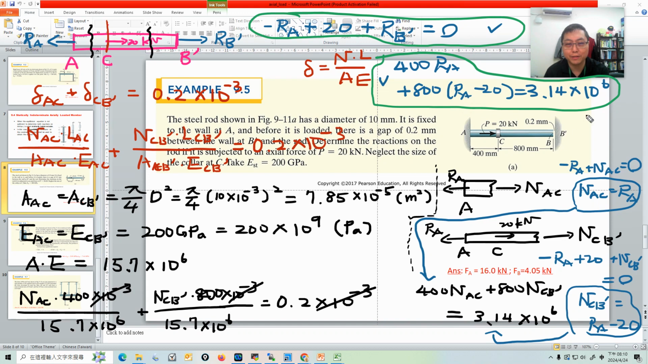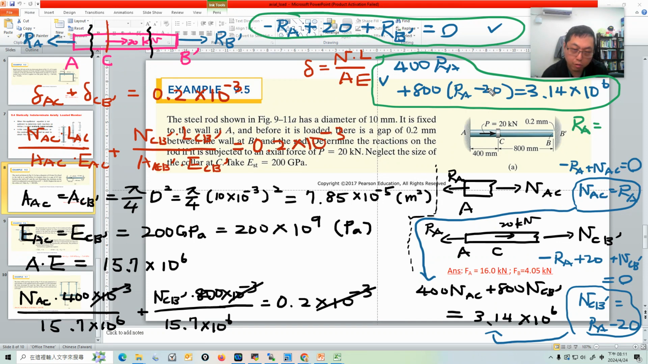And then what is RA? From this equation, what is RA? RA is 3.16. Let's calculate. So here is 3.14 times 1.6, plus 800 times 20, and divided by 100. And what?